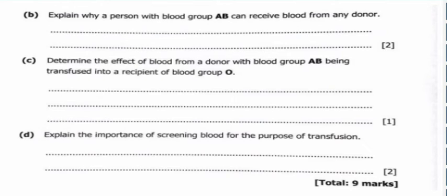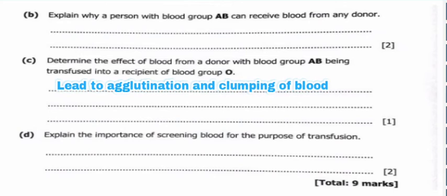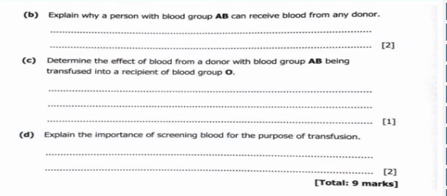So the effect here is just that it is going to lead to agglutination, or clumping of blood. When this leads to agglutination, you are going to find that the red blood cells are going to be clumped together, right? As a result, the flow of blood is going to be reduced.